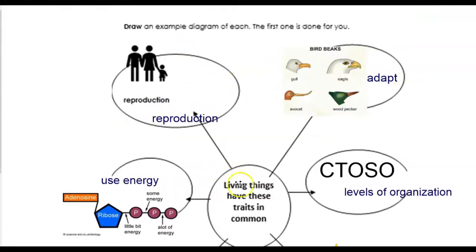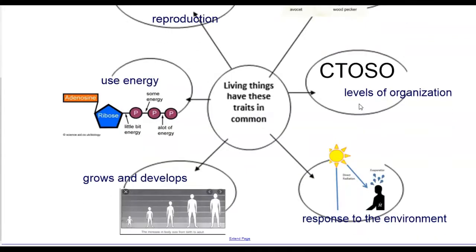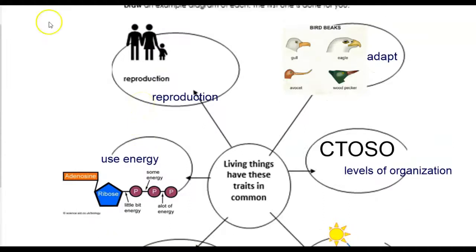You could do any pictures or cartoons you'd like for each of these. Adaptations could include the beaks of different birds that are adapted to different food sources. What's your phrase for remembering CTOSO? I've got some favorites. Continue organize, some oars. Responding to the environment could be you sweating on a hot day, growing, and using energy. So feel free to cartoon in anything that might help you remember the six life processes.